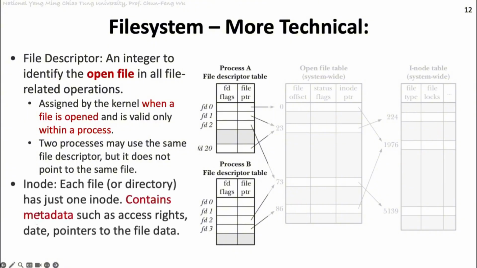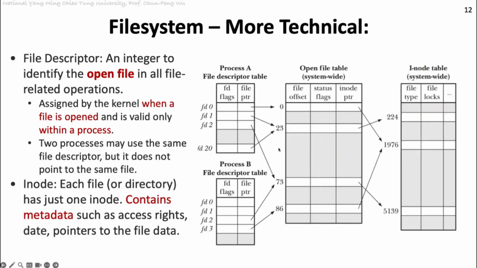The inode is another concept. Each file has just one inode, which contains metadata such as access rights, dates, and pointers to the file data. The inode is not really only a number. It is a data structure, and inside it there is a field called inode number, and there is more than just the inode number there: the access rights and the pointers to the file data.